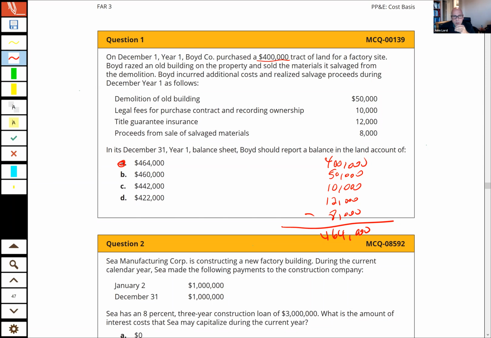Any cost that you incur to secure that building is part of the cost of the building. And no one is going to give you title to that building without the title guarantee insurance. So you're going to have to pay that. That's part of it, that 12,000. That might have messed some of you up. Okay, good. Let's take a look at this next one.